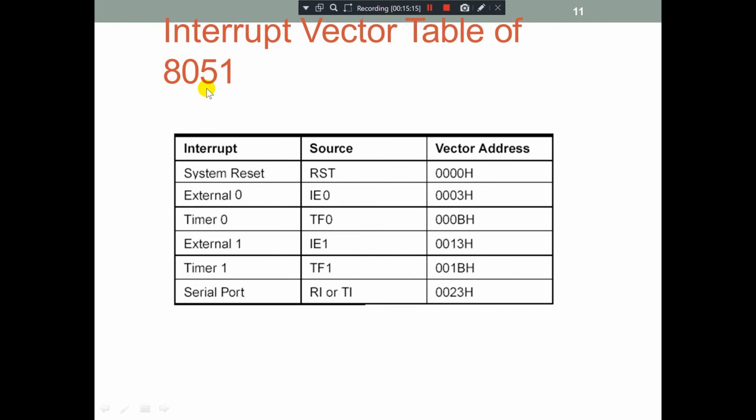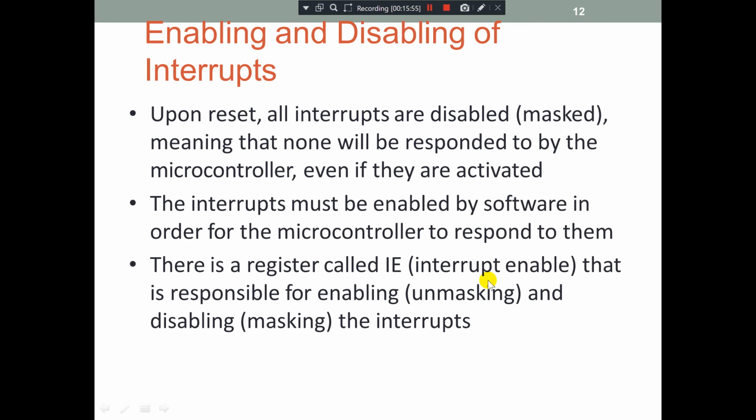So, the interrupt vector table of 8051. This is how it's going to look. These are the interrupts, these are the sources, and this is the vector address. The system reset has source RST and vector address 0000H. External 0, IE0, is 0003H. Timer 0, TF0, is 000BH. External 1, IE1, is 0013H. Timer 1, TF1, is 001BH. Serial port, that is RI or TI, is 0023H. These are the vector addresses.